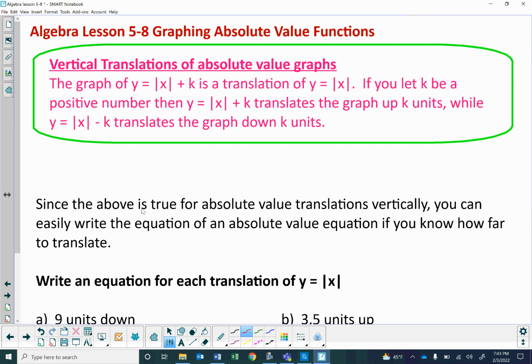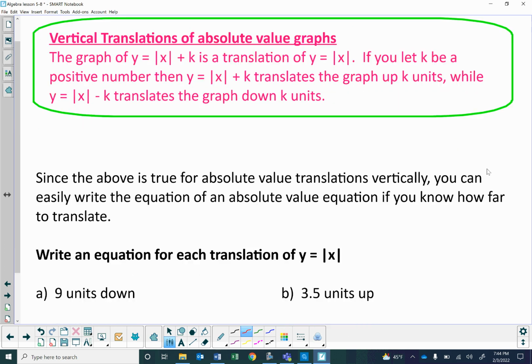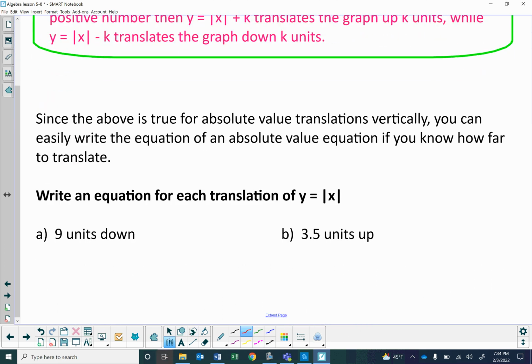A vertical translation. The graph of y equals the absolute value of x plus k is a translation of y equals the absolute value of x. If you let k be a positive number, then y equals the absolute value of x plus k translates the graph up k units, while y equals the absolute value of x minus k translates the graph down k units. Okay. Since the above is true for absolute value translations vertically, you can easily write the equation of an absolute value equation if you know how far you're going to translate it.